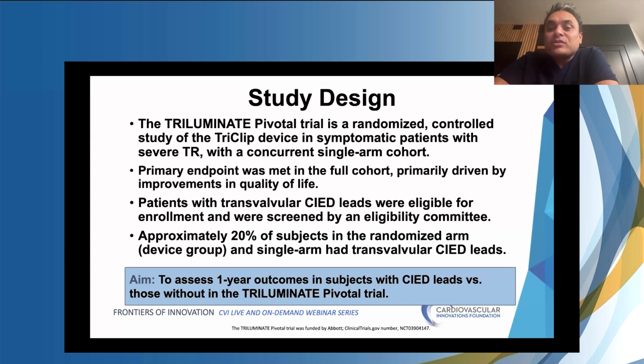So there's actually a fair amount, 20% of subjects. If you drill down on it, out of all the rejections, only about 20% were due to the leads as well. So a fair amount of screened lead patients came into the trial. Approximately 20% of the subjects in the randomized arm and single arm, so the total trial, had transvalvular CIED leads. Our aim was to assess one-year outcomes in subjects with the leads versus those without the leads in the whole trial, including the single cohort.